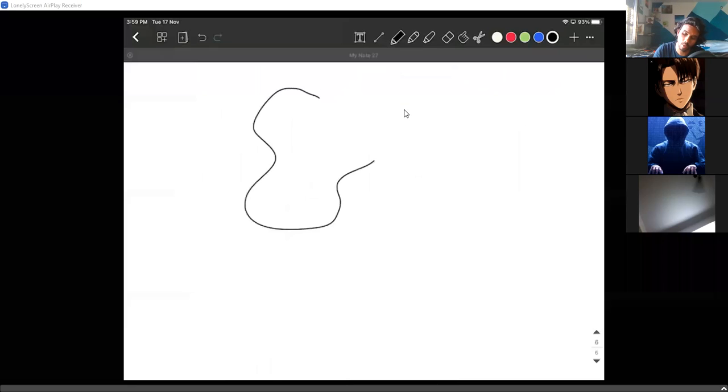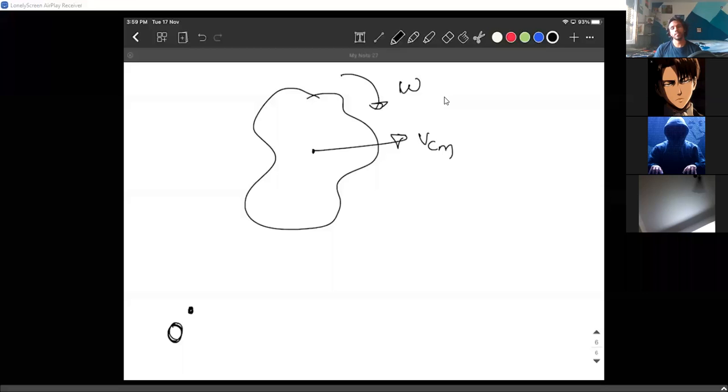Let us say there is a body whose center of mass has some velocity V center of mass, and the body also has an omega, and I want the angular momentum of this whole system about some random point O. I want the angular momentum of this body about this point O. How am I going to do that?